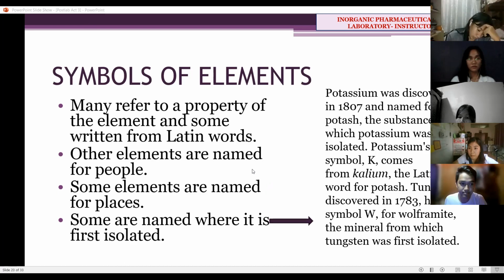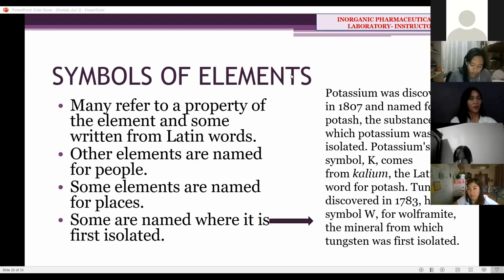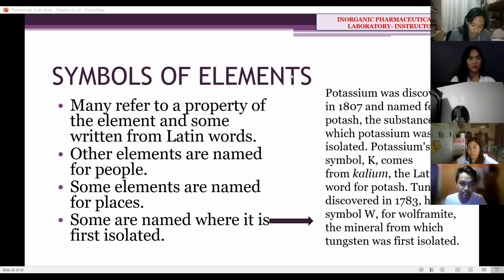And there are also elements that are named from where they were first isolated. Like potassium. Why is it called potassium? Because potassium was first isolated from potash, P-O-T and then space ash. That's how it became potassium. And its symbol is K, from the Latin word kalium, which also means potash. That is where potassium was first discovered, which is how it got its name.